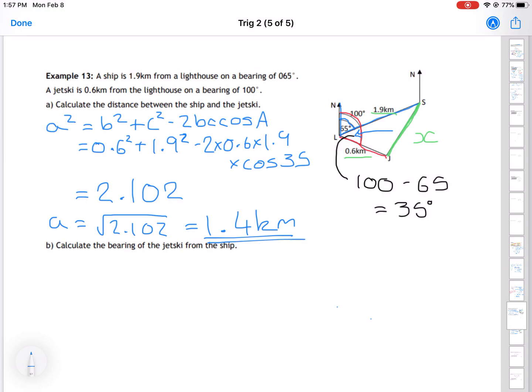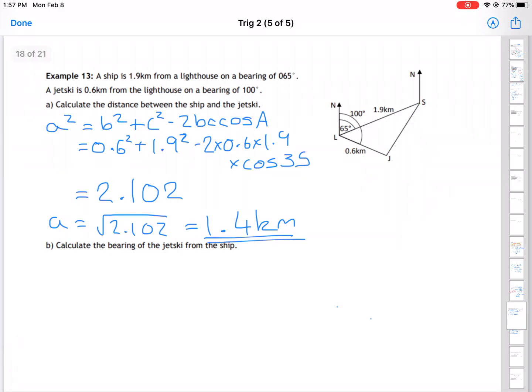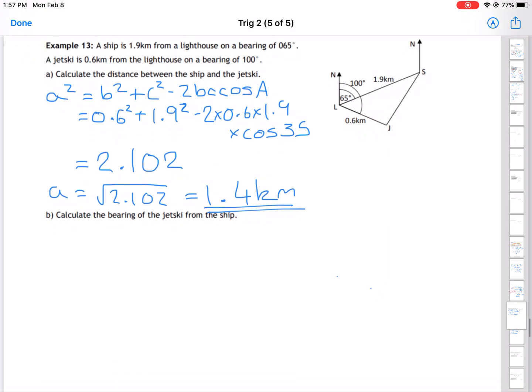Okay. Now I need to use this diagram to do part B, so I'm going to get rid of all the points and all the different pieces of information that I've written all over it. You can feel free to go back a few minutes in the video if you need to.